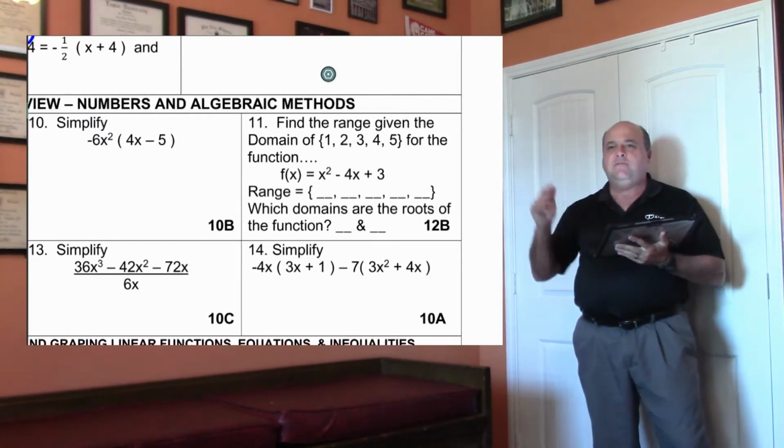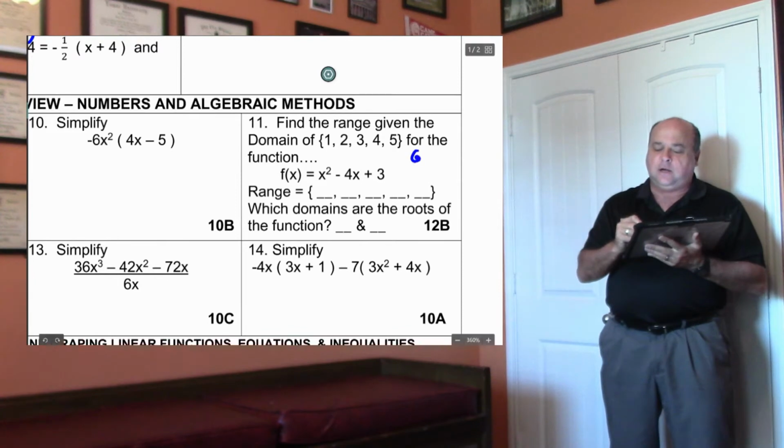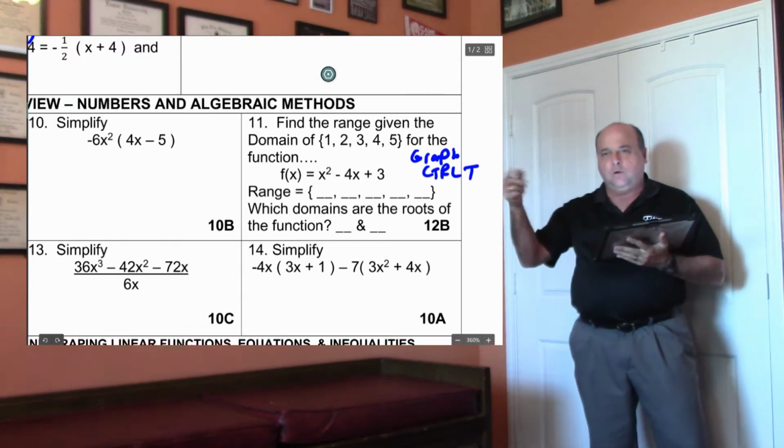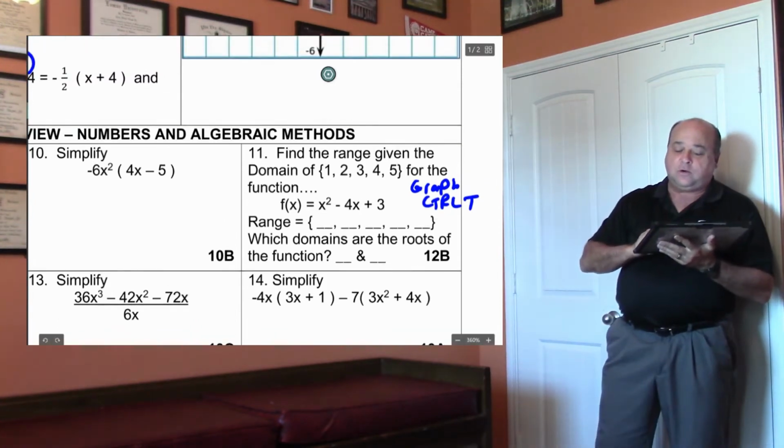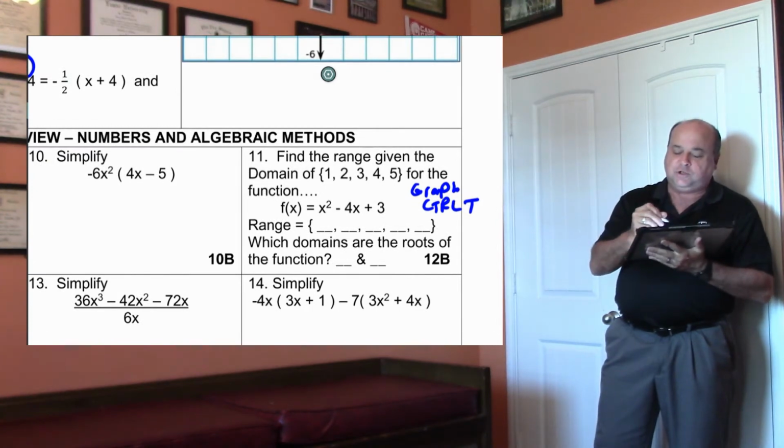On number 11, you're going to graph this on the calculator. Some of y'all were asking for help on that. Then you're going to hit Control-T, and that will give you your answers. Now, if you don't have a calculator, this is what you have to do.